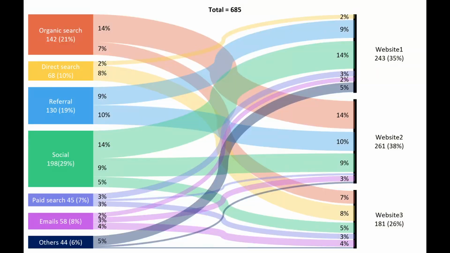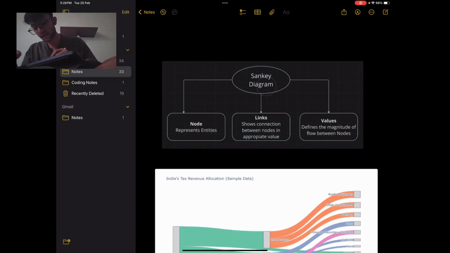In this exposition, we aim to familiarize you with Sankey diagrams and how they are made. We will be using Plotly, which is a Python library, and we will be using Sankeymatic, which is an online tool used to make Sankey diagrams. Let's get started. A Sankey diagram consists of three components: nodes, links, and values.